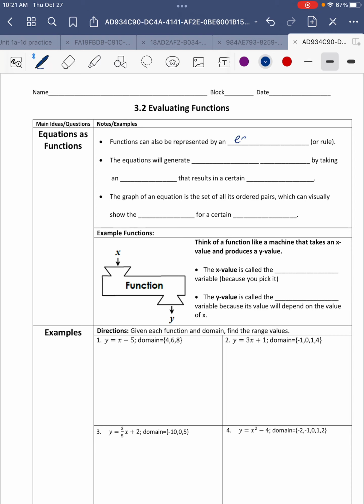So functions can be represented by an equation or rule. The equations will generate output values by taking an input that results in a certain output. The graph of an equation is the set of all its ordered pairs, which can visually show the rule for a certain function.